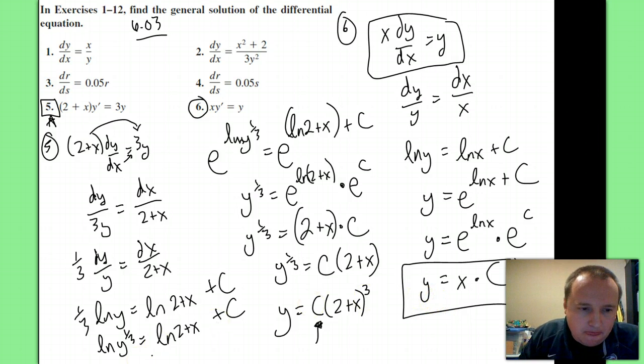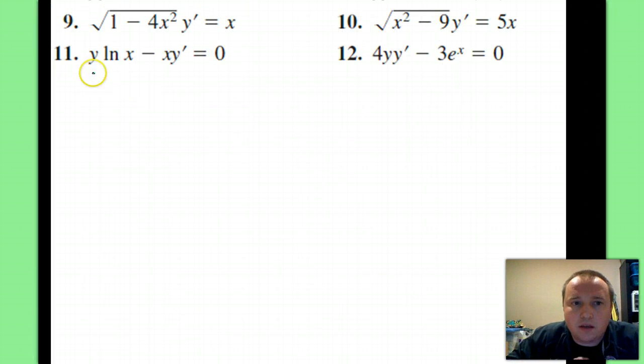Nicely done. All right, guys. Now we're going to look at some more difficult ones. So let's, I like 11. I like them all. I say we do 11 and 12. So let's start with 11.